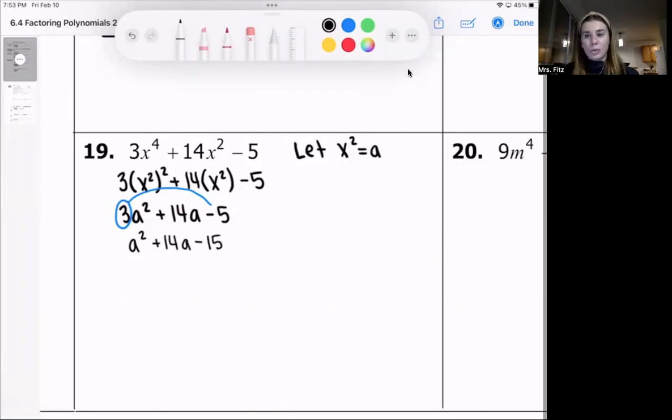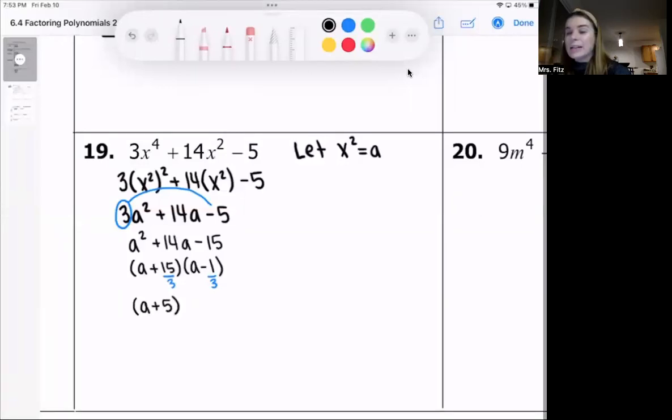Now, we're going to find two numbers that multiply to negative 15 and add to positive 14. So 15 and negative 1 are going to work here. So we have a plus 15 times a minus 1. Well, we stole the 3, so now we have to take it back. So I'm going to divide by 3. Now you reduce if you can, so a plus 15 over 3 is 5.